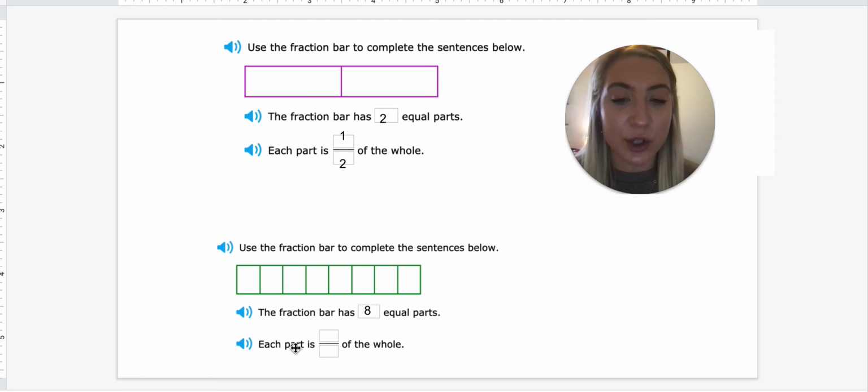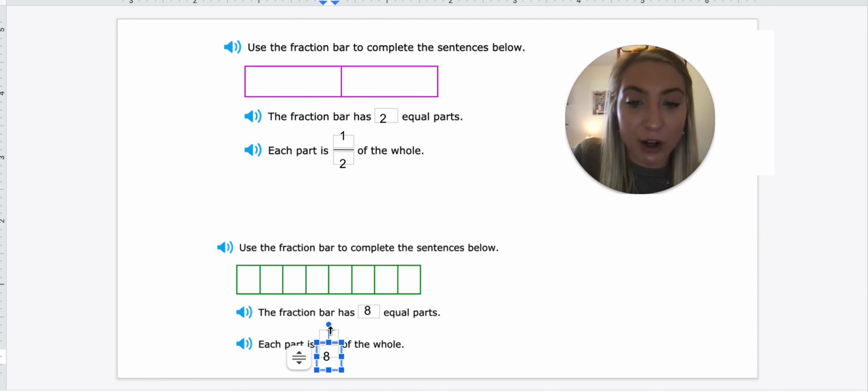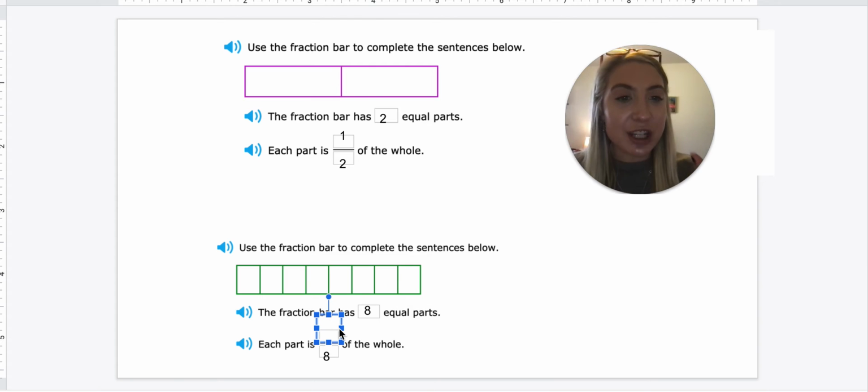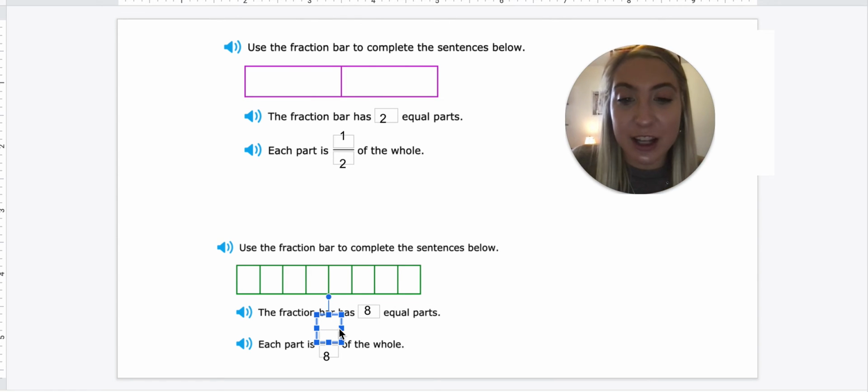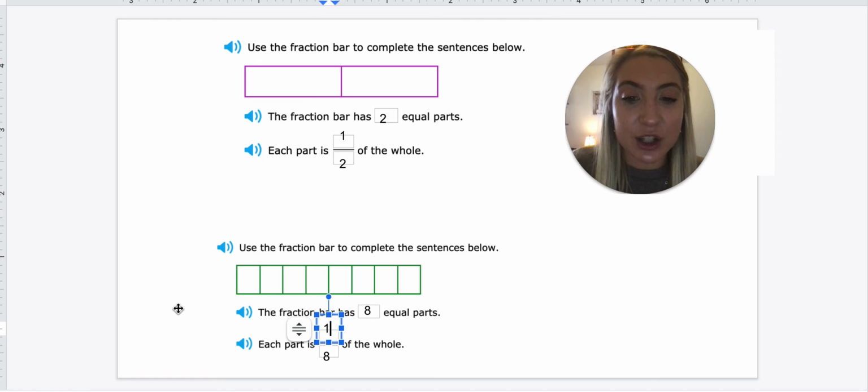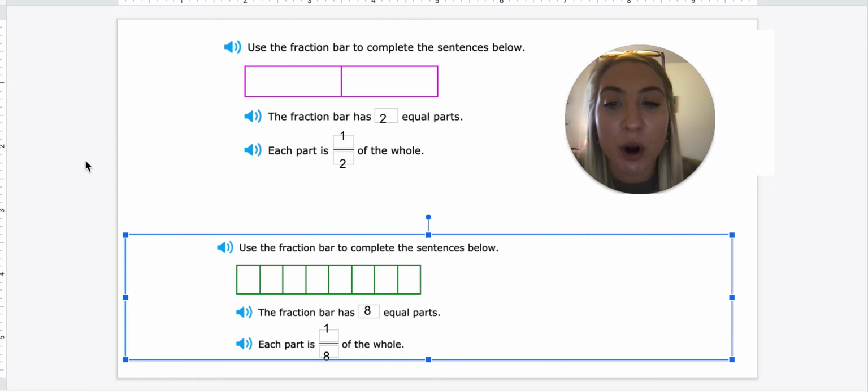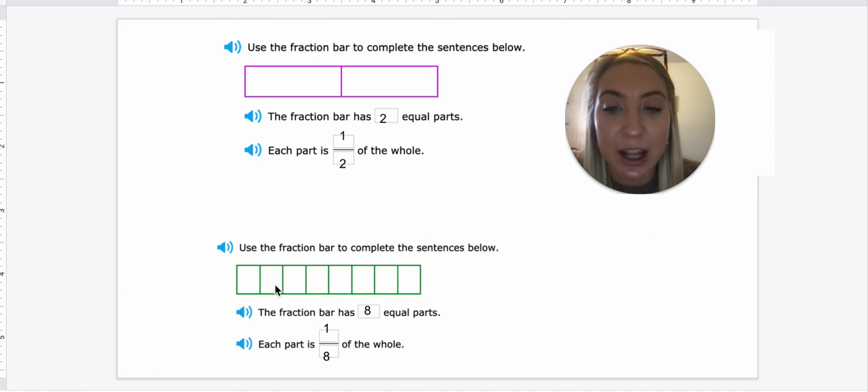Each part is how much of the whole. So I know the bottom part is always going to be how many equal parts there are. And if I just took one of those squares, it would be a 1 because that's how many squares I took. So each part is 1/8. So this is 1/8, 1/8, 1/8, 1/8, and they're all just going to be 1/8. All together though, it gives us 1, but there are 8 equal parts. So just one box would be 1/8.